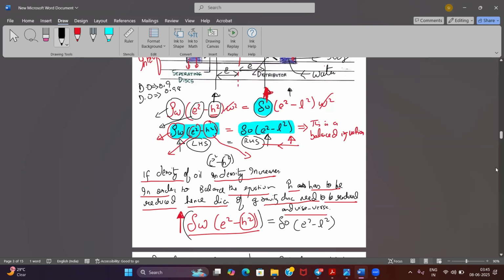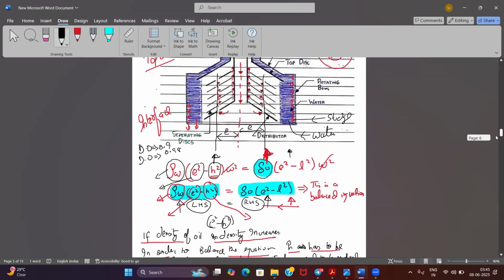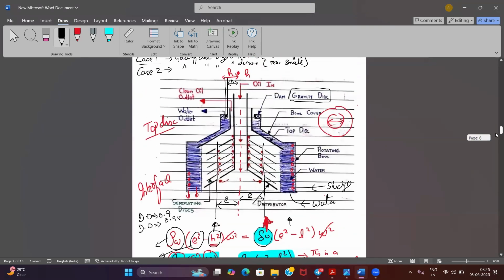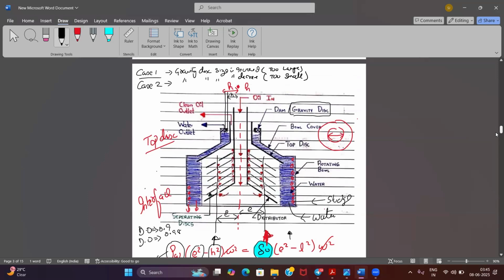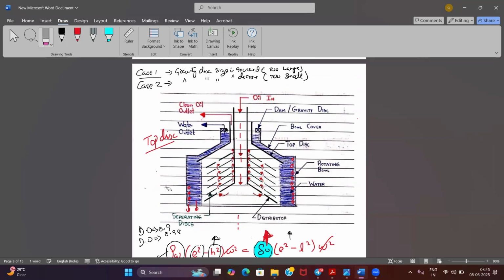I hope this is understood. All right. A lot of factors are there on which this interface will depend, and that is what we are going to understand now. I hope this is understood. All right.